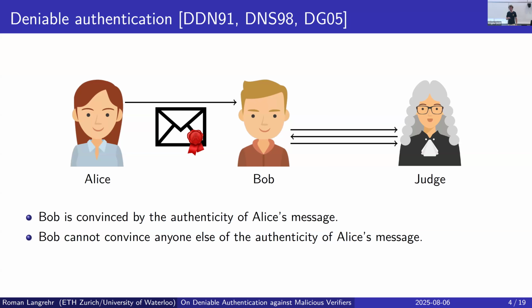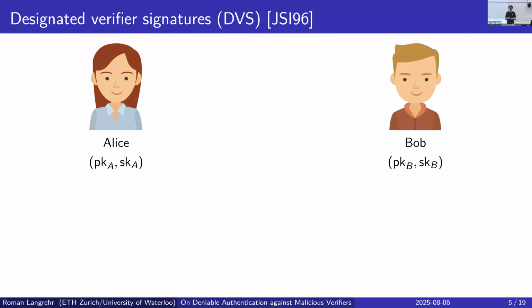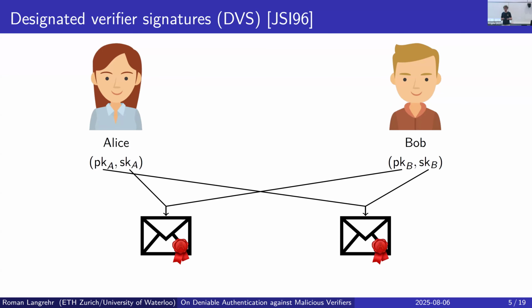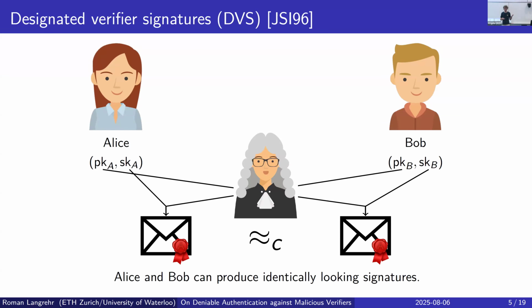And one primitive to achieve this are designated verifier signatures. In designated verifier signatures, both our sender Alice and our receiver Bob have a public and a secret key. And Alice generates a signature using her secret key and Bob's public key. But importantly, Bob can also generate a signature that looks like a signature from Alice using his secret key and Alice's public key. And the judge should not be able to distinguish these two signatures. So then the judge won't be convinced if Bob shows him a signature from Alice because Bob could have generated it himself.